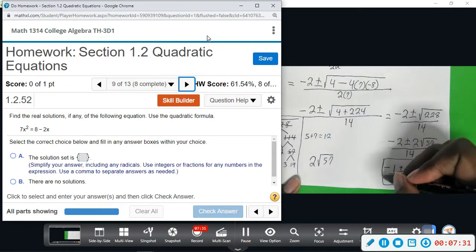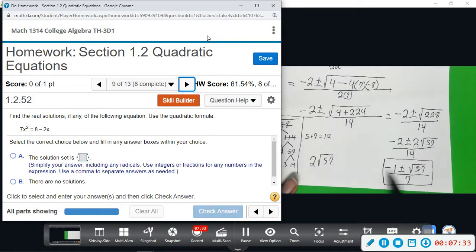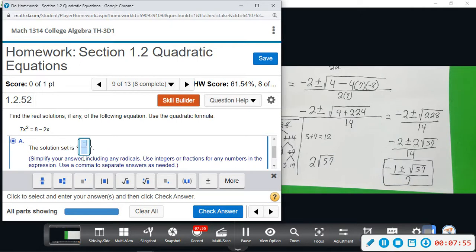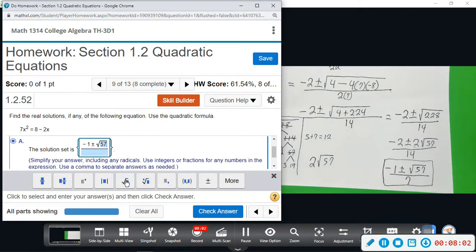I'm totally okay with you leaving it in this form. Some want you to write it out separately. So if you wrote it out separately, it would be negative 1 plus square root of 57 divided by 7. And then you write negative 1 minus square root of 57 divided by 7. However, our system does have this plus or minus button, so I'm going to use it. So backslash to do divided by negative 1, the plus or minus, square root 57, go down to the bottom and write our 7.